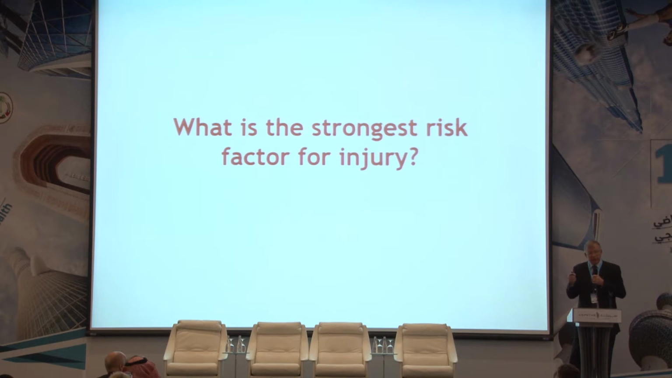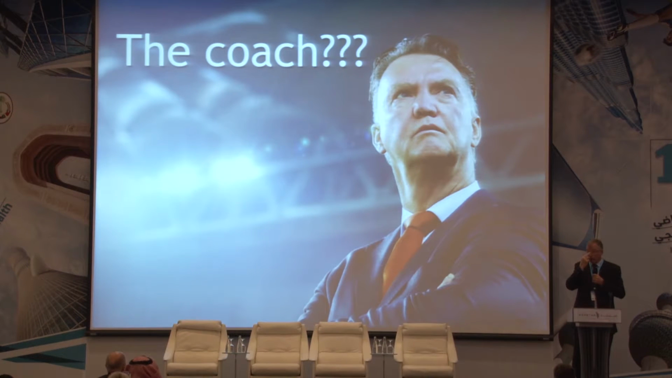Now, remember the next step in this model is identifying risk factors or causes of injury. So what is the strongest risk factor for injury? So some suggestions coming up here: history of previous injury, or could it be the coach? I'm a Man U fan and I hate this guy, so I'm putting this up here on purpose.